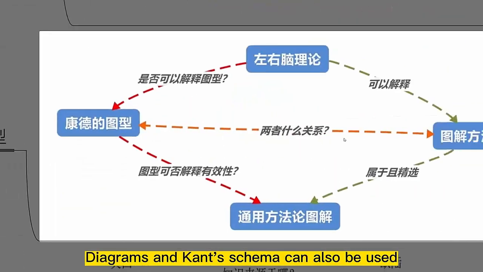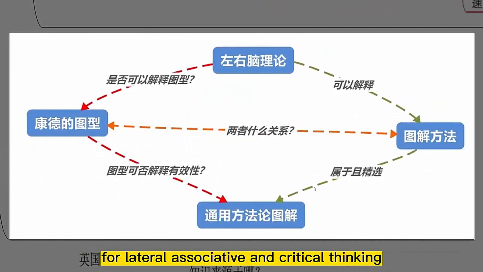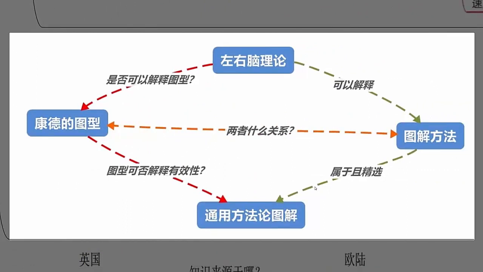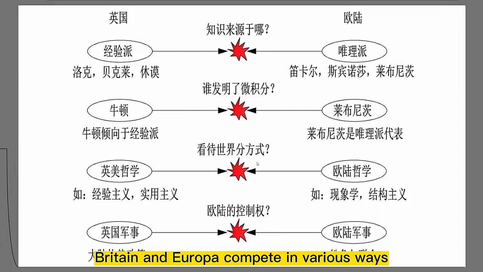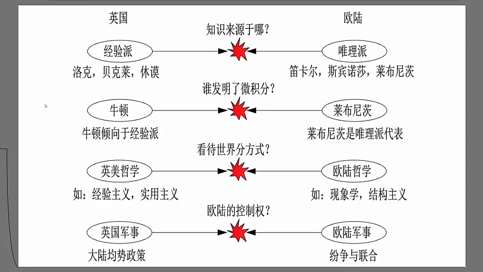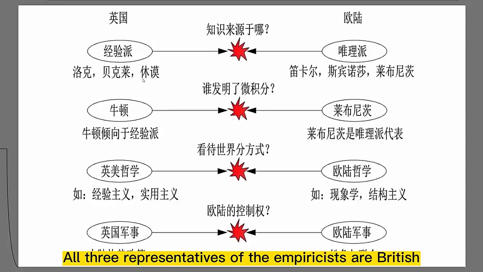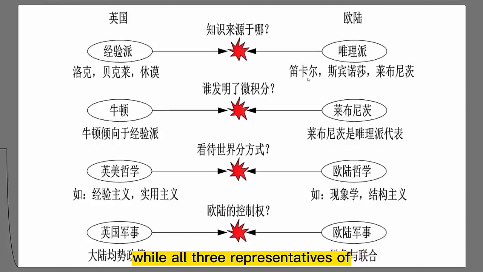Diagrams in Kant's schema can also be used for lateral associative and critical thinking. Britain and Europa compete in various ways, and we can associate many cases horizontally. All three representatives of the empiricists are British, while all three representatives of the rationalists are from continental European countries. Newton in England and Leibniz in continental Europe had a dispute over the invention of calculus.